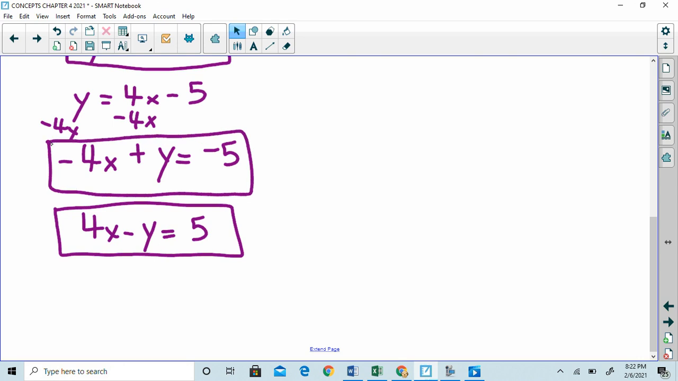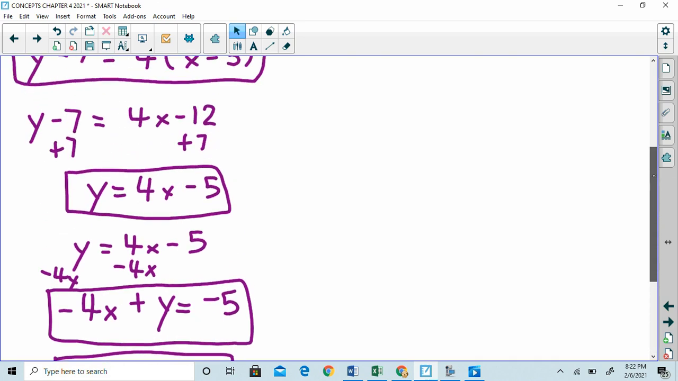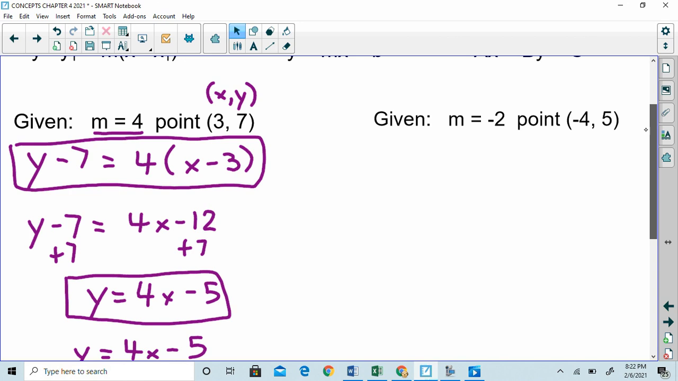Point slope, slope intercept, standard form. You're able to take the information given and write each of the forms. Let's look at a second example. We'll start with point slope again. It seems to be the most direct. If I do slope intercept first, I'd have to find my y-intercept and then start rearranging. So it makes, I think, good sense to start with point slope.